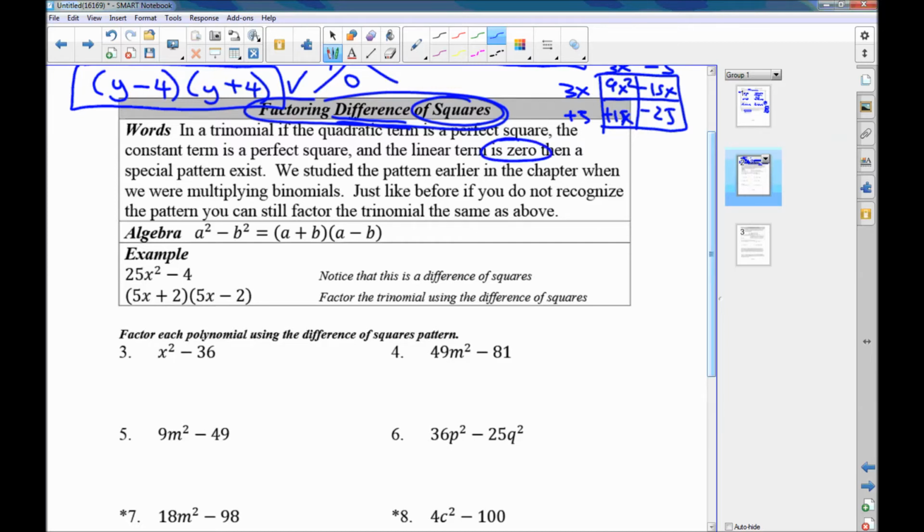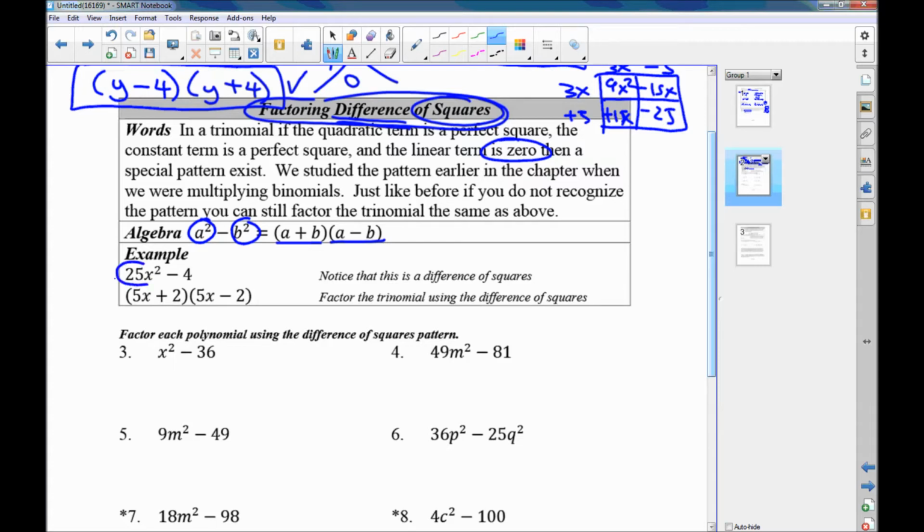Okay, so we studied the pattern earlier in the chapter when we were multiplying binomials, and just like before, if you do not recognize the pattern, you can still factor it. You just do all the steps we've done before. But recognizing the pattern makes it much easier. So in this case, perfect square and a perfect square. So a plus b, a minus b, the square root of the first, square root of the second, and then one with the plus and one with the minus.